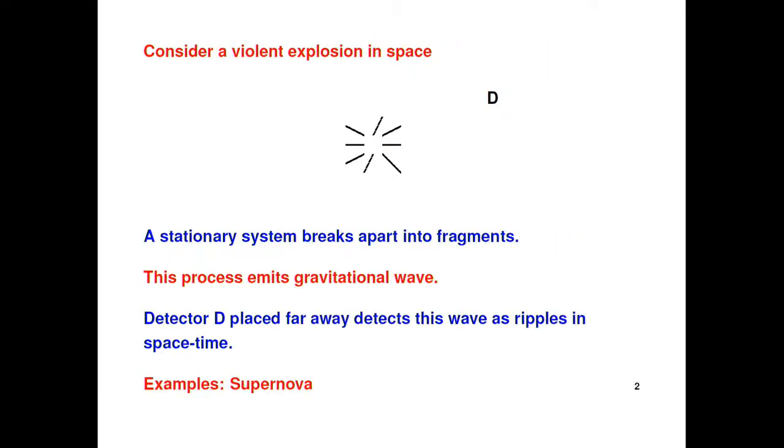So let's imagine that there is a violent explosion in space, where some stationary system breaks apart into fragments. During this process we will have gravitational waves coming out of this explosion, and if we have some detector D placed far away, it will detect this gravitational wave as some kind of ripples in space-time. An example of such a violent explosion is a supernova, where a star just blows up, sending out fragments into space.